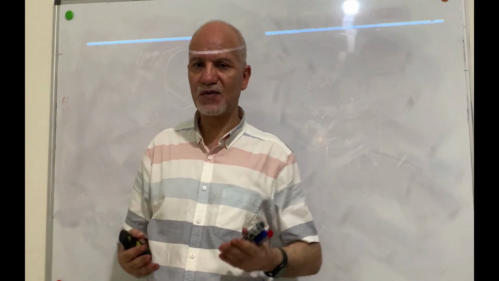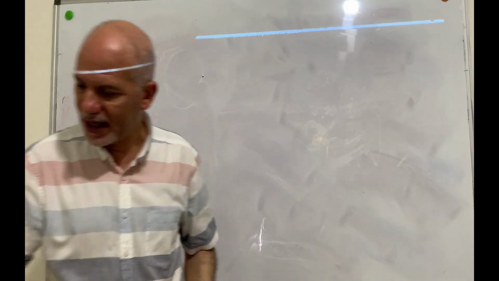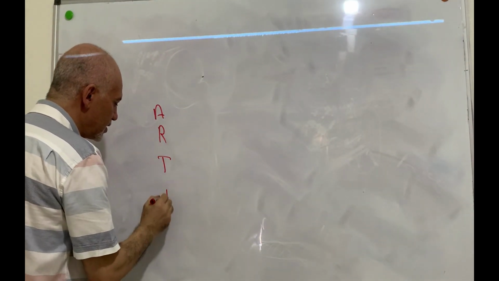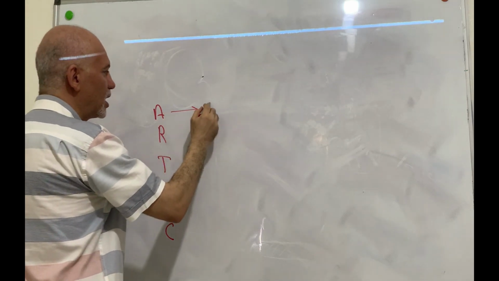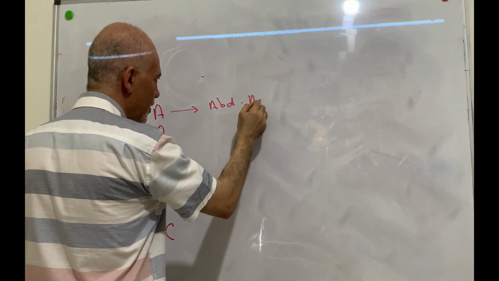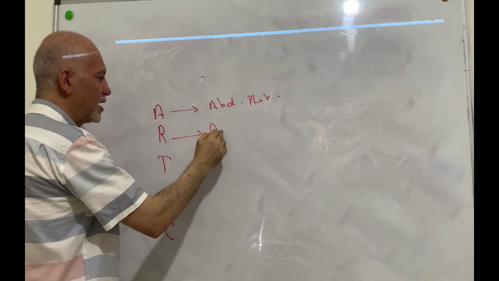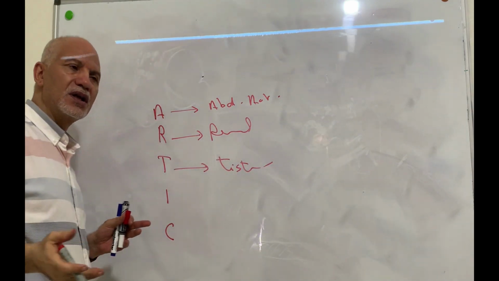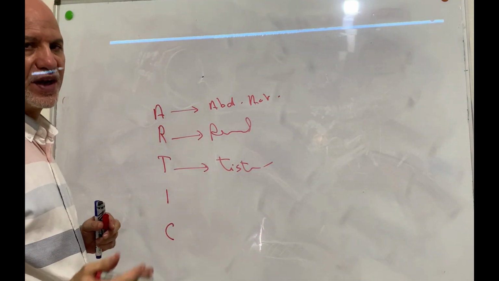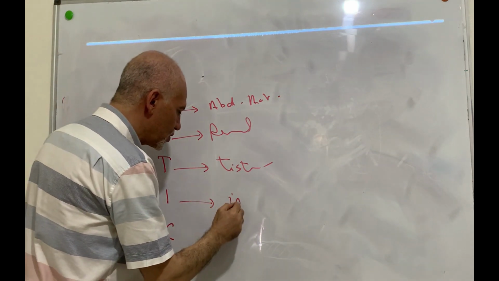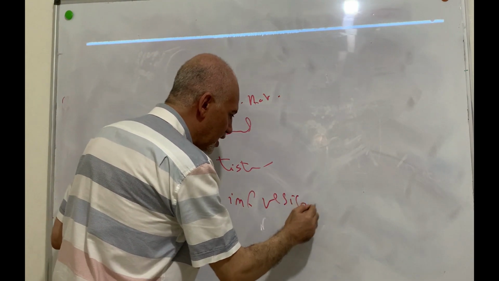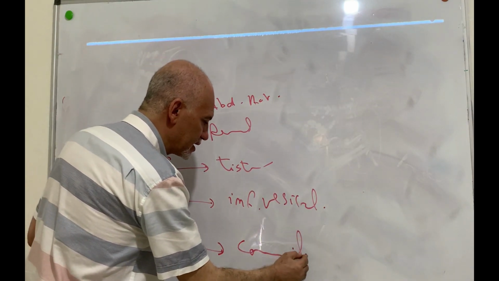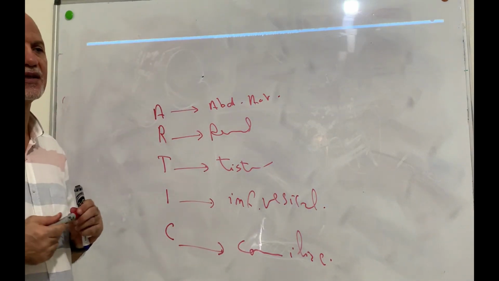Again, the blood supply of the ureter can be summarized by ARTIC: A, R, T, I, C. A, abdominal aorta. R, renal artery. T, testicular in male or ovarian in female. I, inferior vesical artery, which supplies the bladder. C, common iliac. This is the arterial supply of the ureter.